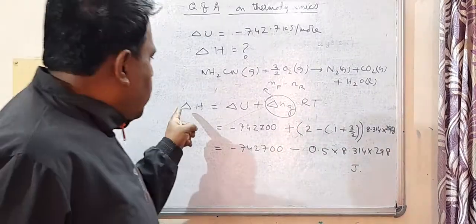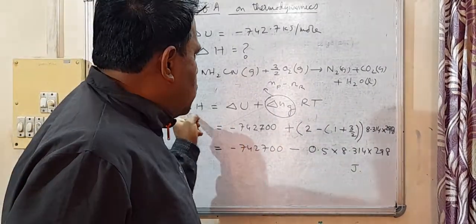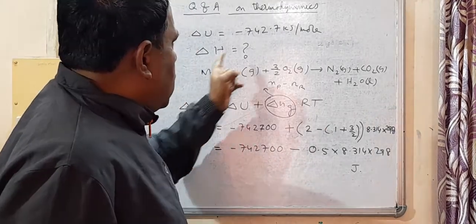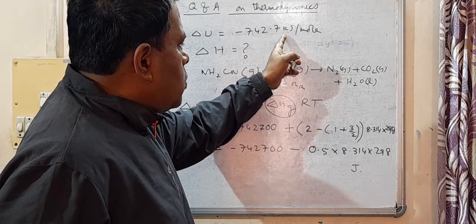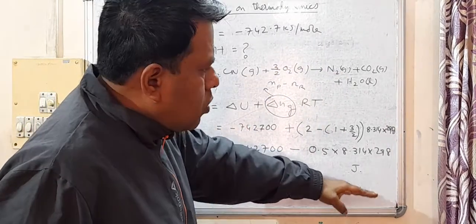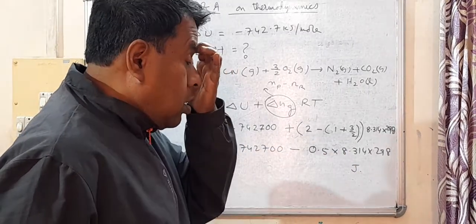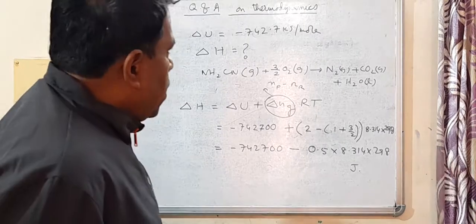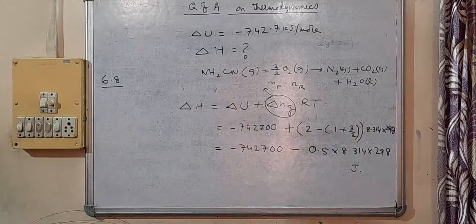So this is the value of delta H, this much joules. If you want to report the answer in kilojoules, whatever you get here, you divide again by 1000, you get the answer in kilojoules per mole. So, children, this is a very easy question.